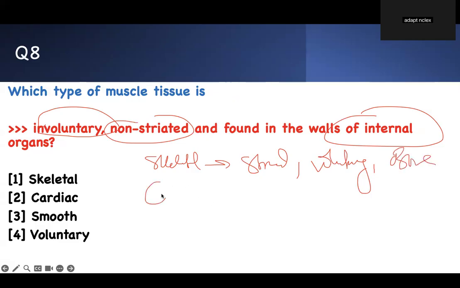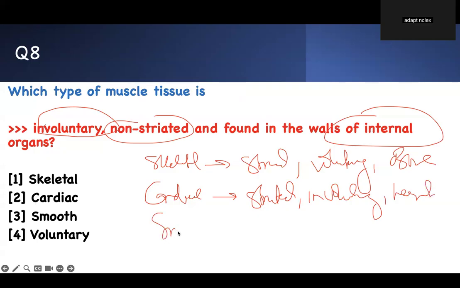The next muscle you should know is cardiac. Cardiac muscle is also striated, but you can't tell your heart to beat. You are not aware of it. You don't think about it. Your heart is beating. If you stopped, you're not aware, and then you die. So it's striated, but it's involuntary, and it's in your heart muscle.